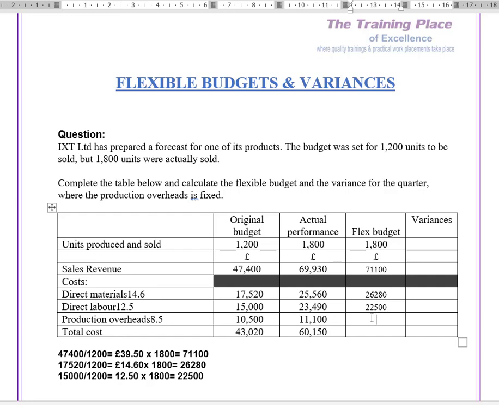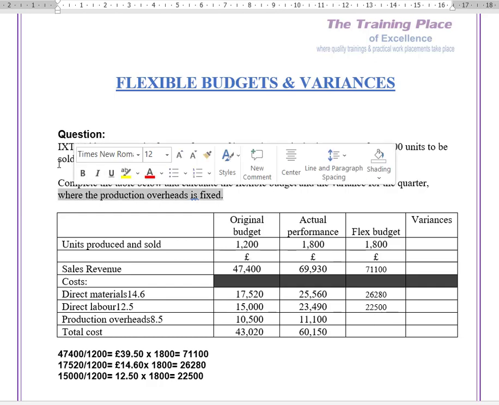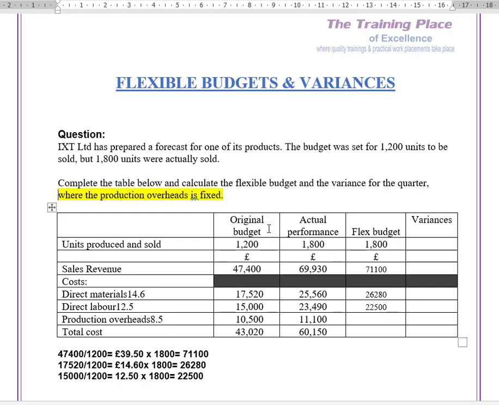When we come to the production overheads, notice they've given me the cost per unit there. That is 10,500 divided by 1,200 units, I believe. 8.75 I'm getting. But do bear in mind that the question has said the overhead is fixed. So fixed costs are costs that don't change no matter the activity level you're delivering at. So I will still have £10,500 in there.